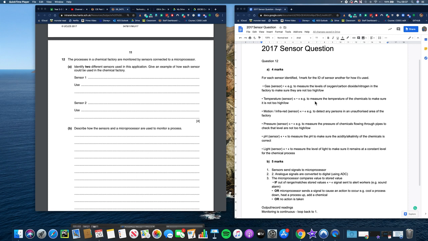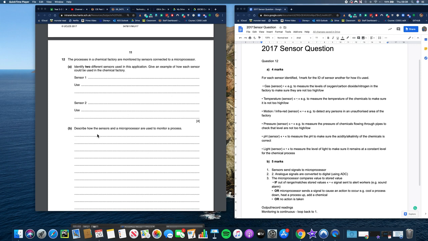So for example, it's a chemical factory, so we don't know what type of chemical, we don't know the details, but we can talk about obviously a temperature sensor. A thermometer as such will measure the temperature of the chemicals to make sure they're not too high. Pressure, perhaps about the pressure of the chemicals flowing through pipes, for example, and pH, of course, to make sure the acidity or alkalinity of the chemicals is correct. So hopefully that's fairly clear in terms of how to answer that section.